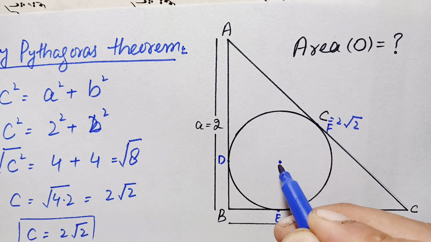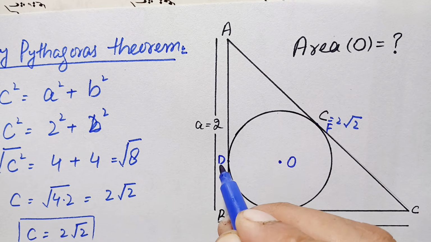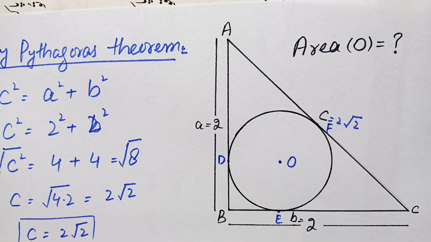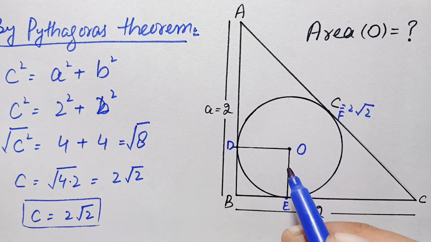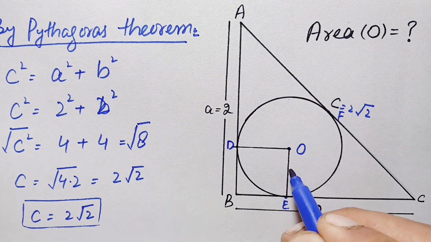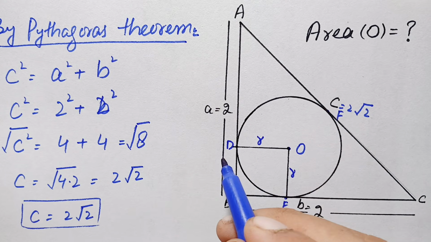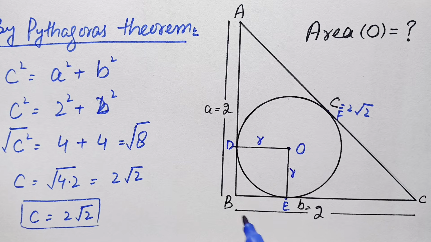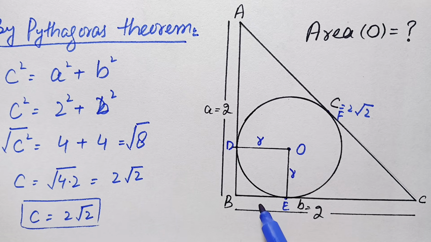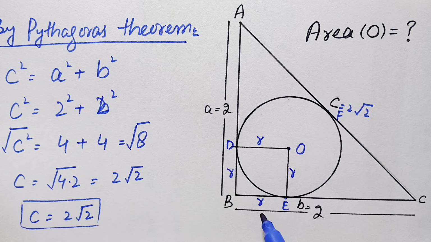Here we will join this center. Let us suppose this center is O. Here we will join this center O with points D and E. Now after joining the center with D and E, as this is the radius of our circle, let us suppose this is R, this will also be R. Look at this figure, DOEB, this is a square, and as we know that all sides of a square are equal, all sides will be R.